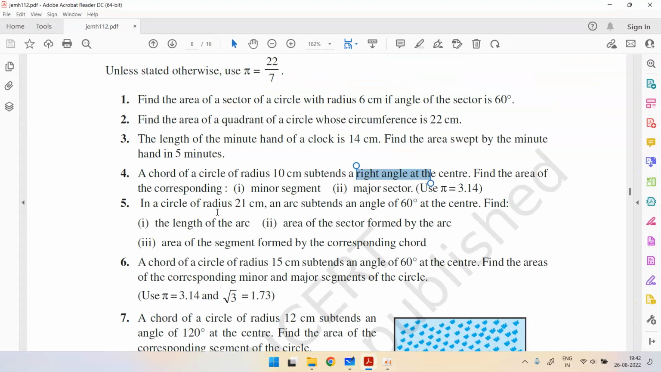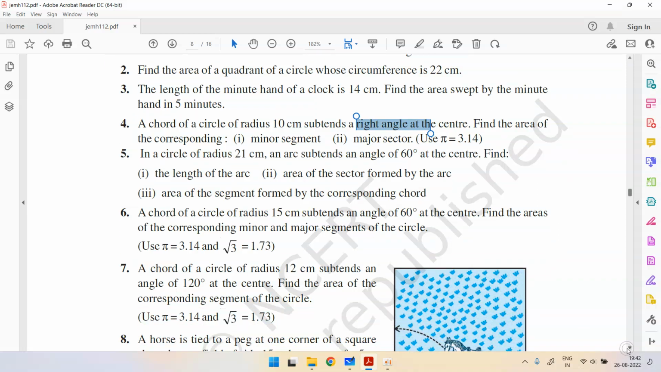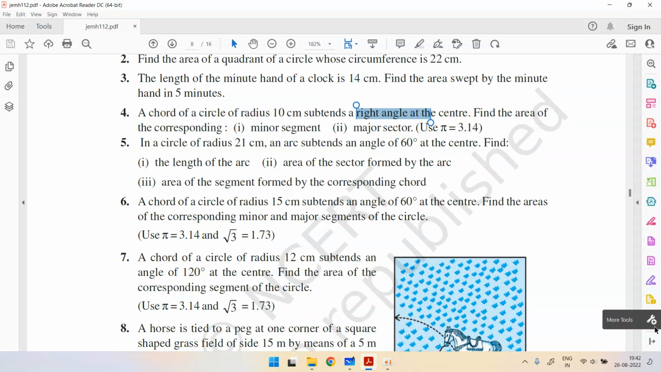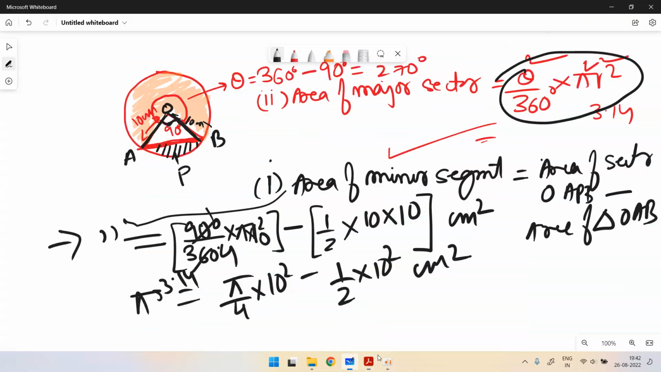Fifth, in a circle of radius 21 centimeter, an arc subtends an angle of 60 degree at the center. Find the length of the arc, the area of the sector formed by the arc, and the area of the segment formed by the corresponding chord.